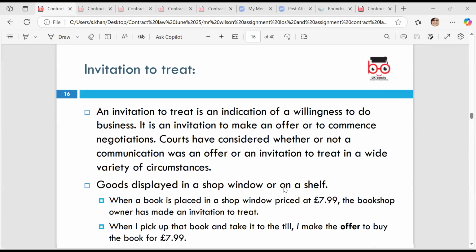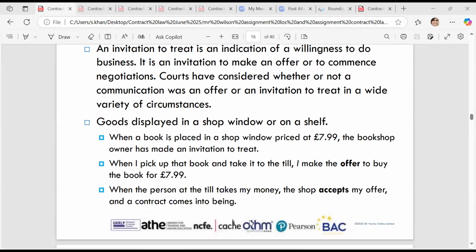They've given an example here: goods displayed in a shop window or on a shelf. When a book is placed in a shop window priced at £7.99, the bookshop owner has made an invitation to treat. What is he trying to do? Is he trying to attract people? Yeah, attract sales. So that's an invitation to treat. He's inviting people, isn't he?